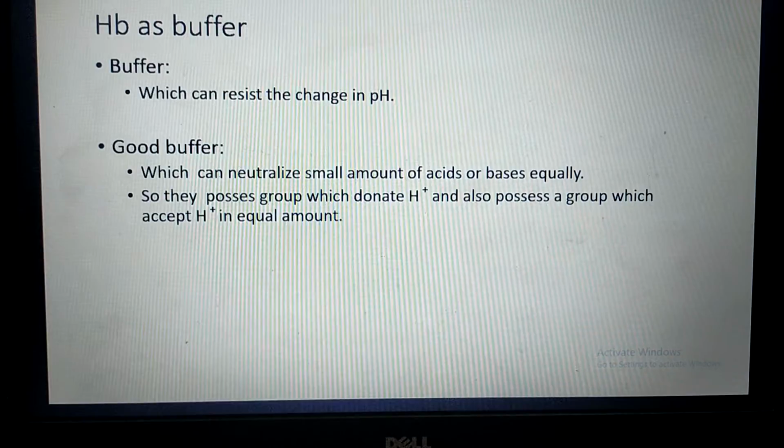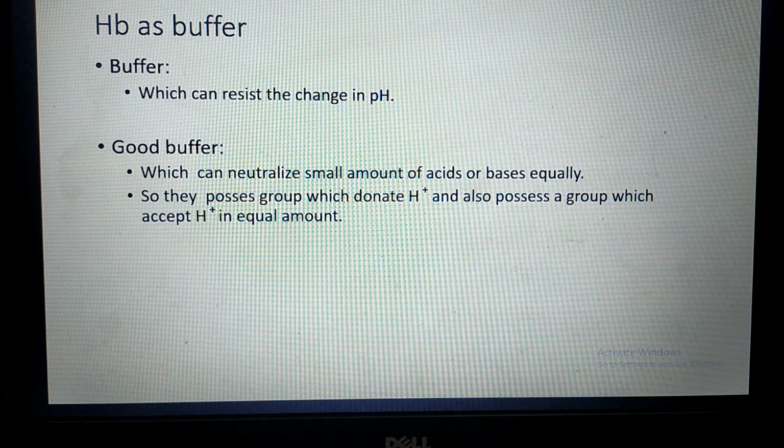Next is hemoglobin as a buffer. All of us know buffer means a system which resists the change in pH, and a good buffer is one which can neutralize a small amount of acid or base equally. Therefore, they possess a group which donates the H plus ion, and also a group which accepts the H plus ion in equal quantity.